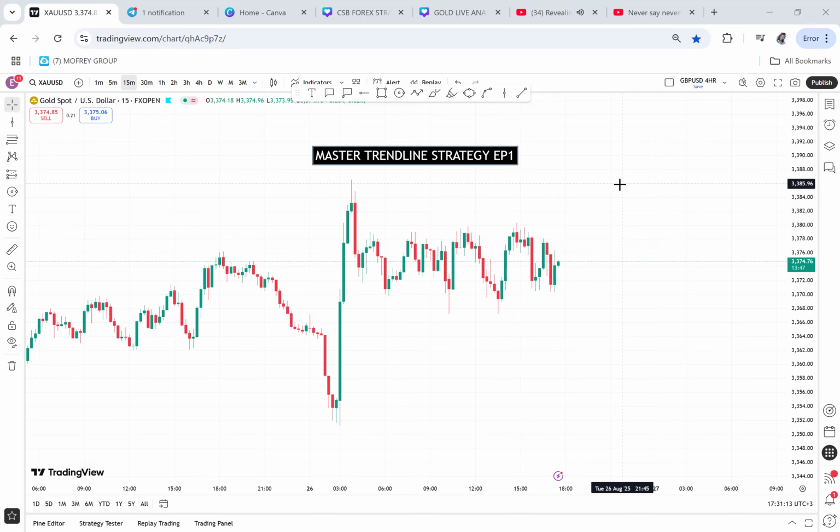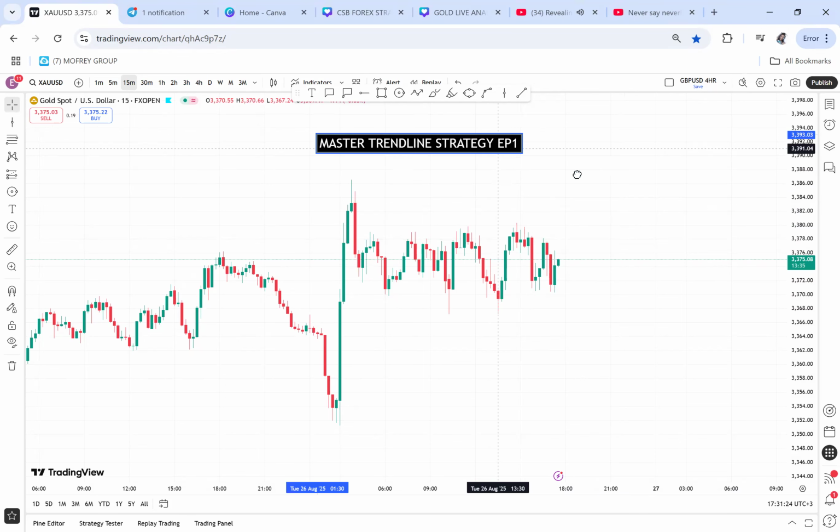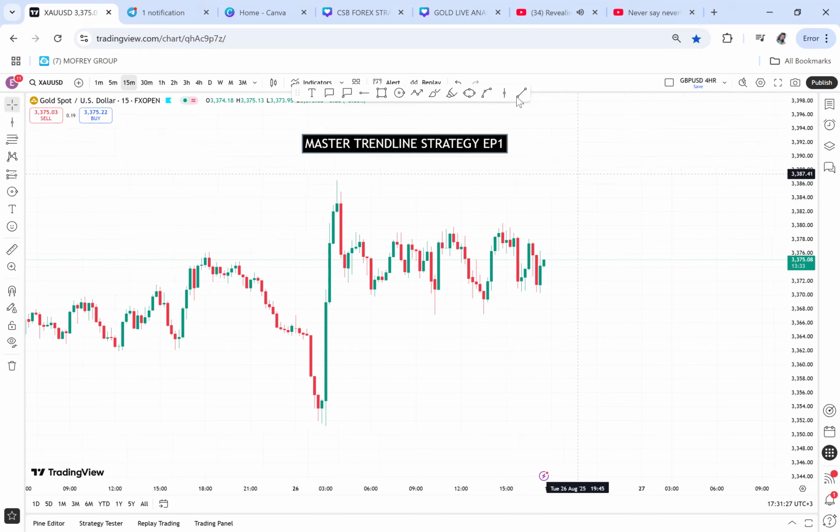So we will be discussing how to do trend line, and now from episode 1. Maybe I don't know how many episodes I'll do, but today the whole series is master trend line strategy. And in this episode 1 is how do you draw trend lines the right way, because I have seen so many people when they come, maybe you open on 15 minutes and already you draw your trend line like that. So what are the right ways to draw your trend line?